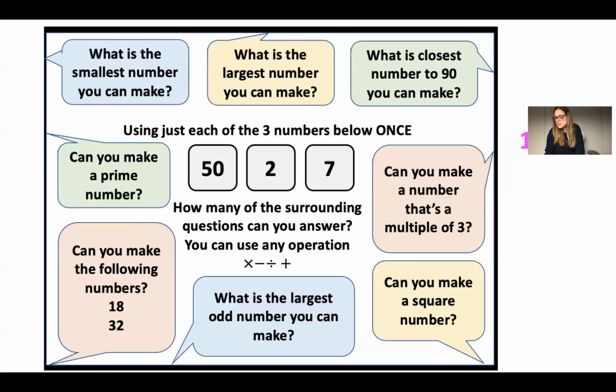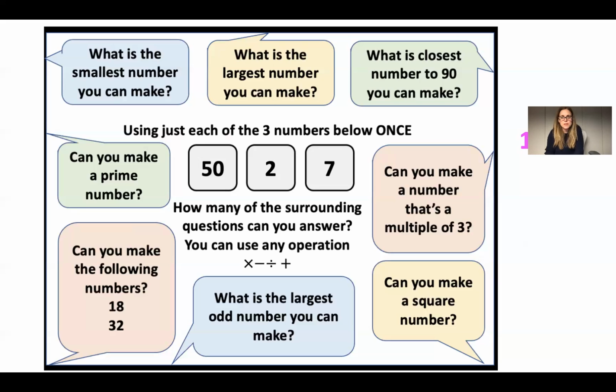Can you make a number that's a multiple of 3? Again, I'd be interested to know what solutions you've come up with. 93, just like the number that was closest to 90, is a valid answer. Or you could have 50 multiplied by 9, which would give you 450. So there's a couple of solutions there. You might have some others that you could let me know about as well.